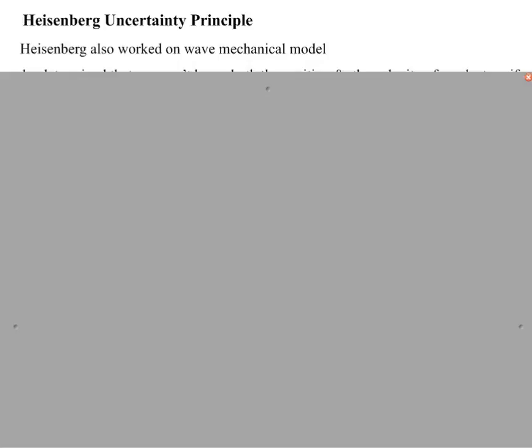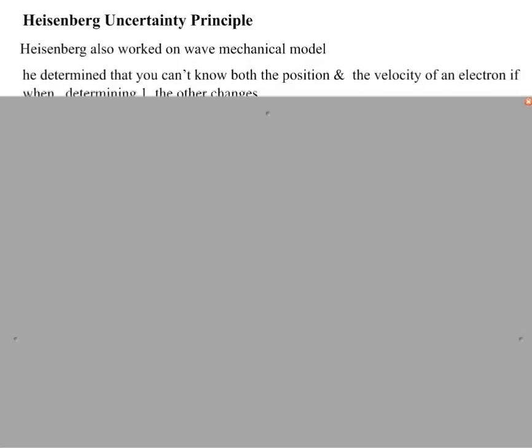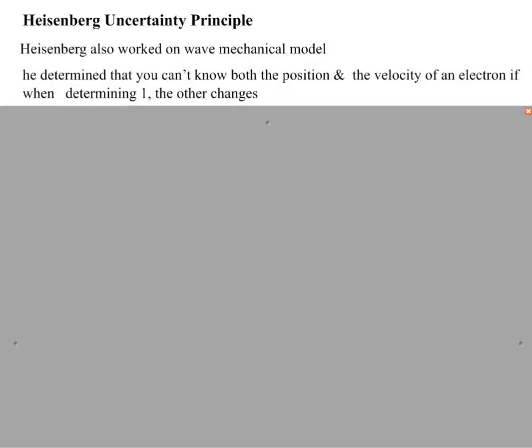Heisenberg was another one of the people that worked on the wave mechanical model, along with Schrödinger and de Broglie, and he determined that you can't know the position of the electron and its velocity. You can figure out one, and that causes the other to change, or you can figure out the other, but the first one changes. So you can't find them out both simultaneously.